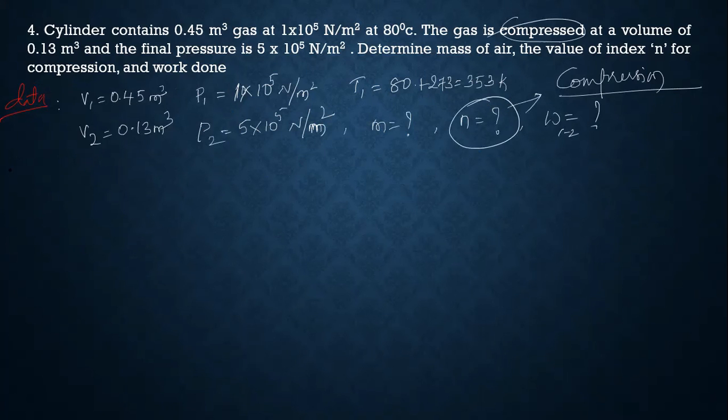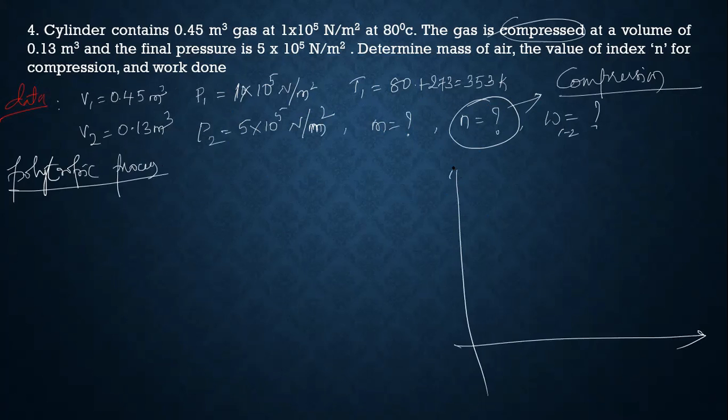As they have given index of compression n value, therefore I can tell it is a problem of a polytropic process. If I draw a PV diagram, it's a curve, polytropic process. It's a curve in a PV diagram.